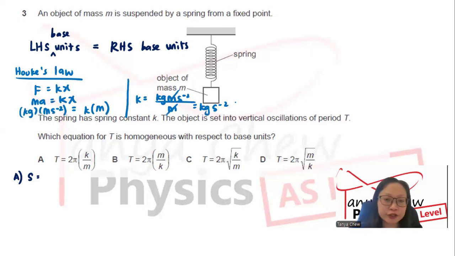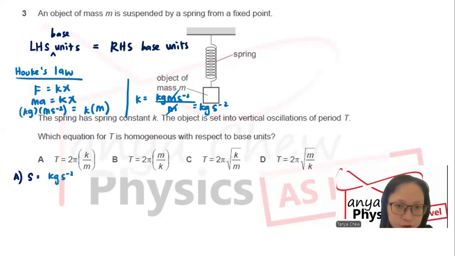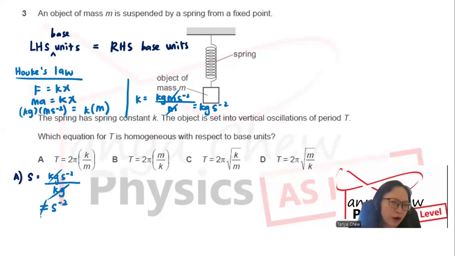Now all I need to do is just to sub into the right-hand side equation. So like what I say, 2 pi, 2 is a number, pi is a constant without a unit, you just ignore them. K is a constant with the unit kilogram per second square, divided by the mass, which is kilogram. Cancel and cancel. On the right-hand side, you get S^-2. So left-hand side base unit is not equal to right-hand side unit. A cannot be your answer.